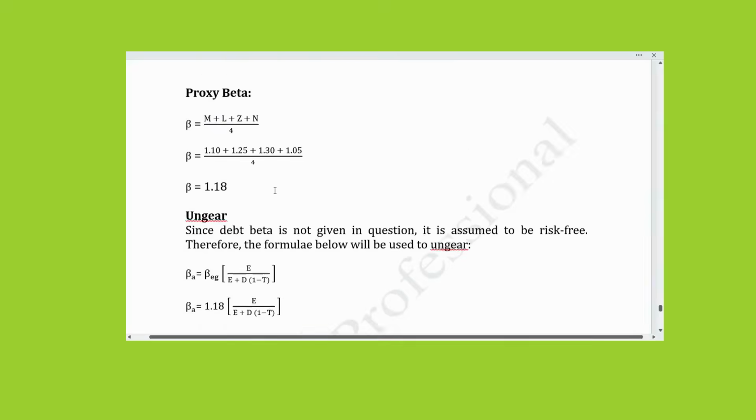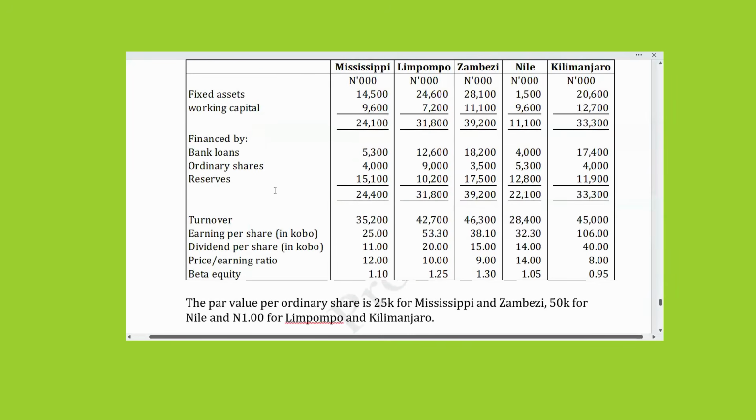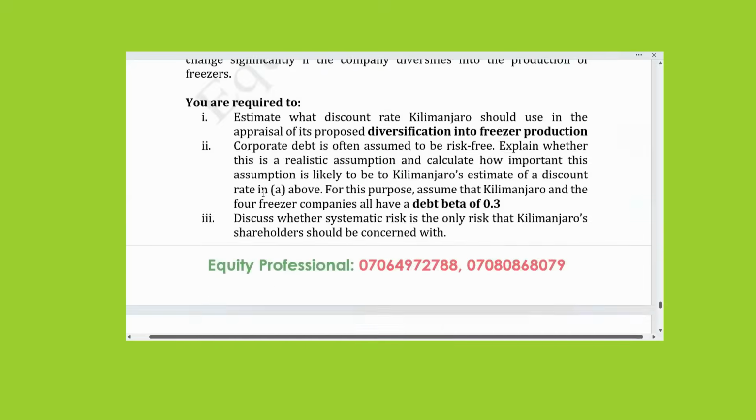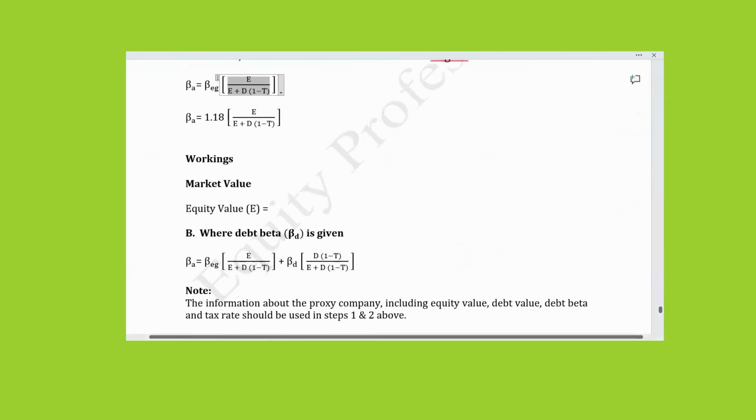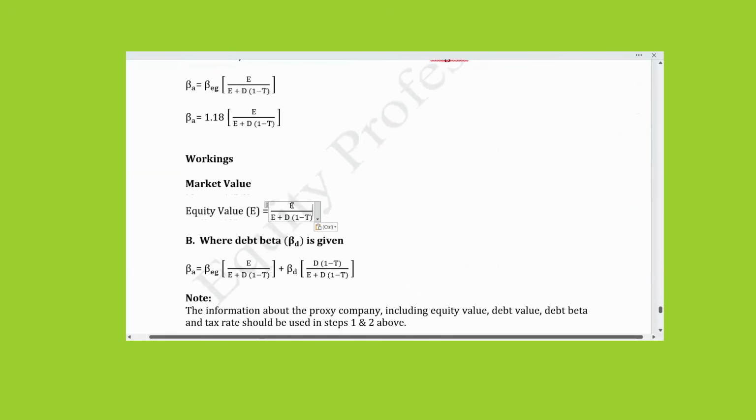Before I put down my formula, I need to go back to the question to identify whether I'm given number of ordinary shares or I'm given share capital. In the question, we are not given number of ordinary shares. We are given share capital for each of the companies. Therefore, our market value of equity will be computed as share capital divided by nominal price.